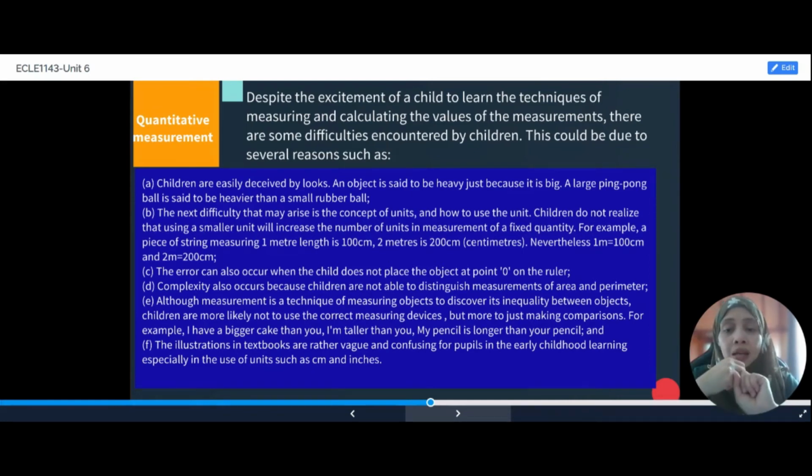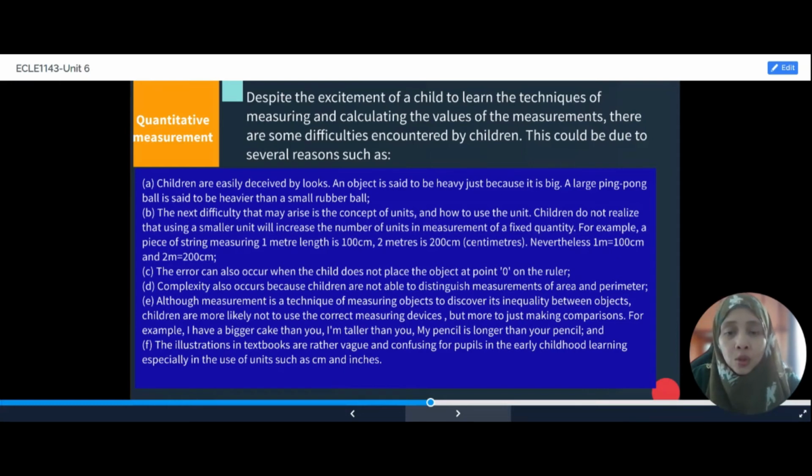Okay. The error can also occur when the child does not place the object at point 0 on the ruler. Sebab tu it's very important from the early beginning that we teach them, we must exactly tell them how can we measure in a proper way. It means start with the 0 point.